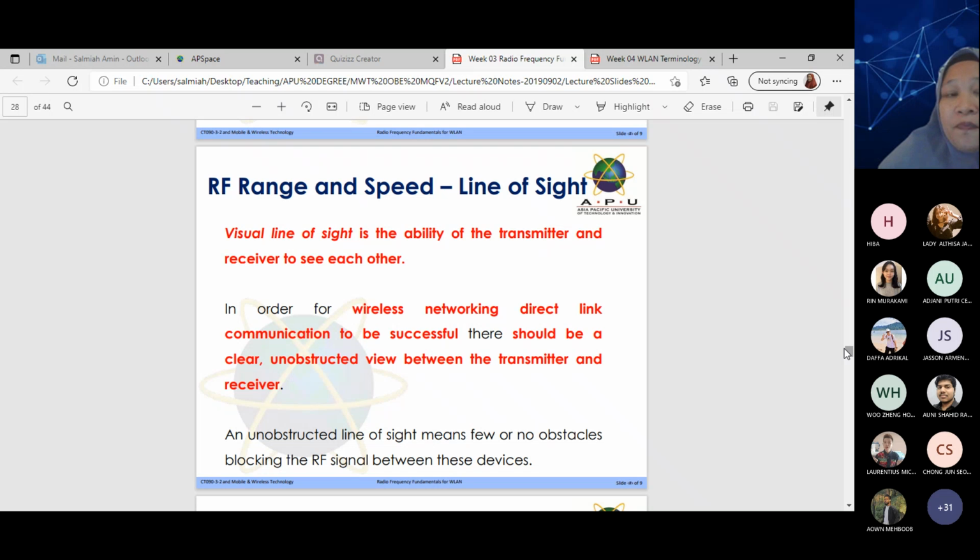Like me myself, sometimes I sit next to the wireless router, so no issue. The visual line of sight is actually good. It is the ability of these devices, the transmitter and receiver, to see each other with no obstructed view, meaning there's no pillar in between, not even any obstacle, maybe furniture in between. So that's what I mean by visual line of sight.